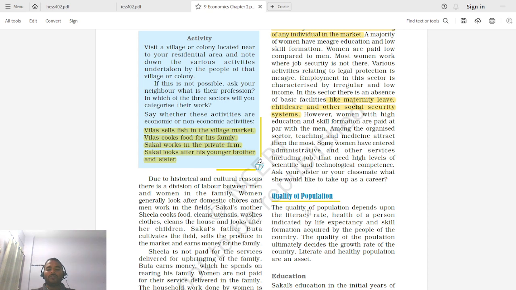So the quality of population depends upon the literacy rate, the health of the person, indicated by life expectancy, and skill formation acquired by people of the country.